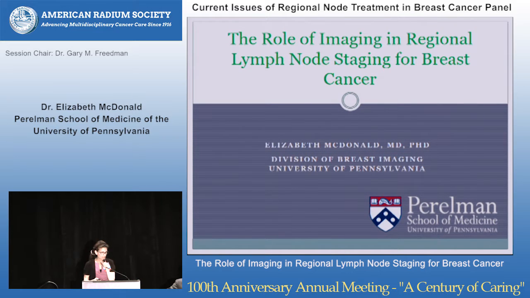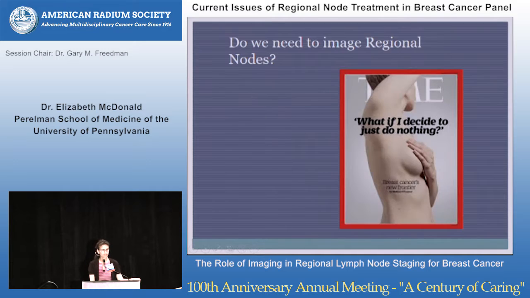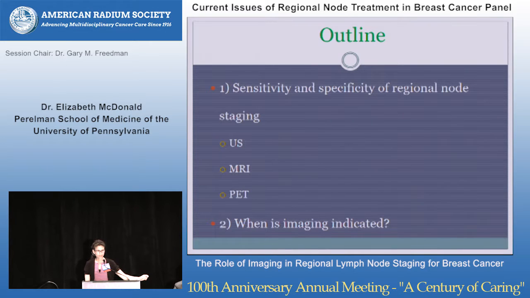Hi, so I'm going to talk to you today about the role of imaging in regional lymph node staging in breast cancer. With all of the trials that have been discussed in this presentation and recently in literature, the question is, do we need to image the regional lymph nodes? The outline for this talk is I'm going to talk about the sensitivity and specificity of regional node staging using imaging, and then talk about when imaging is indicated.